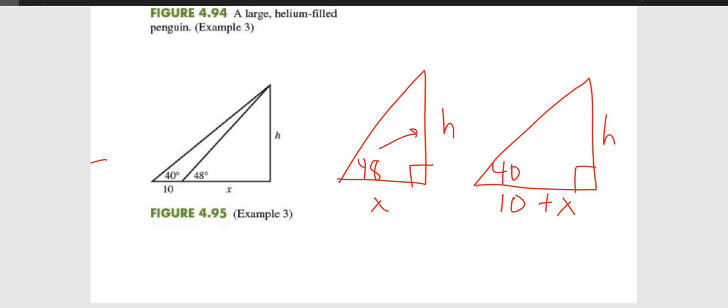We've got opposite and adjacent. Which trig function is that? Tangent, right? So tangent of 48 equals H over X. Okay, what was the question? That's not going to work? Oh, because we got two variables in it?